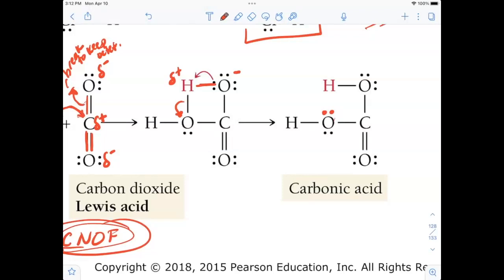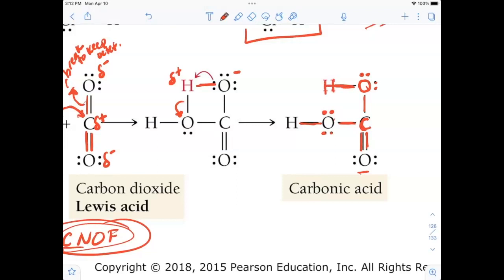And let's try to make sense of it. It stops because the oxygen now has a structure it's comfortable with, two bonds, two lone pairs. The carbon has a structure it's comfortable with, four bonds, right? Nothing really happened to this. It didn't change at all. This oxygen has a structure it's comfortable with, two bonds, two lone pairs. The hydrogen has a structure it's comfortable with, one bond.